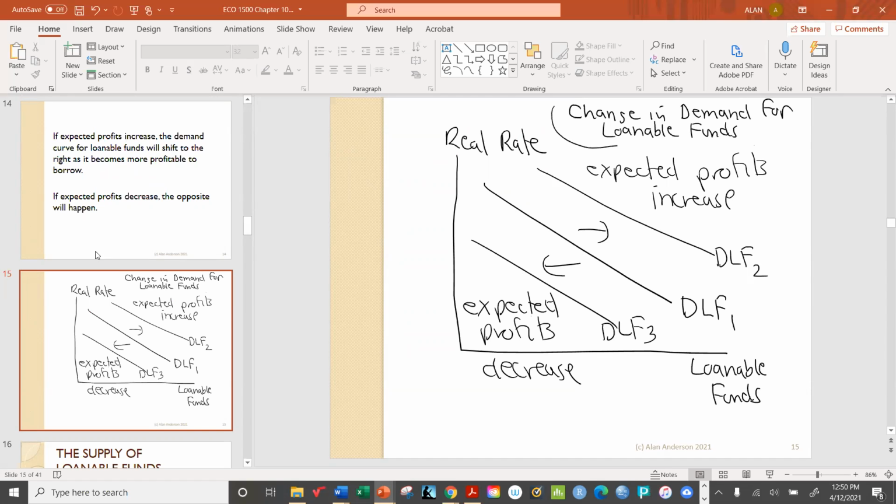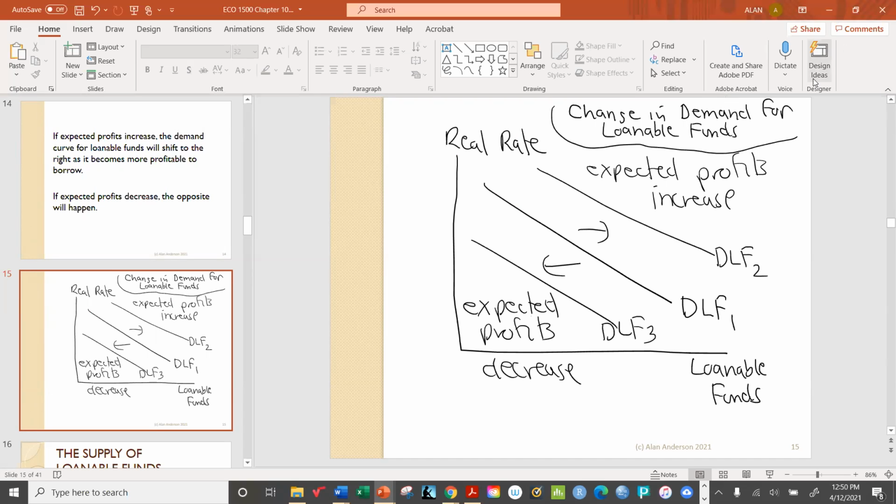Okay, so remember we made a distinction earlier. The difference between the change in quantity demanded and change in demand is that the change in quantity demanded occurs when we move up and down the same curve. A change in demand means the entire curve is shifting due to some outside factor besides whatever's on the vertical axis. So higher expected profits shift the demand curve to the right. Lower expected profits will, of course, do the opposite. That will shift this curve to the left.